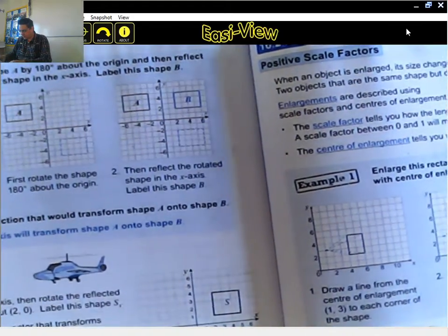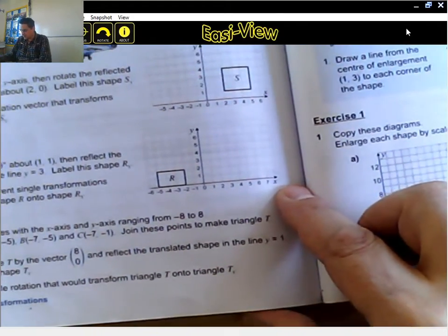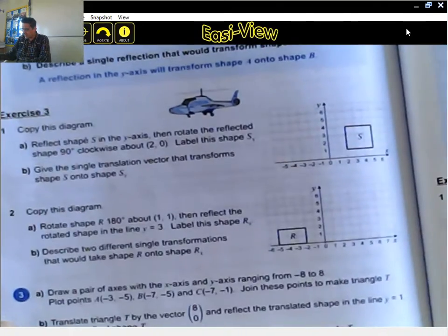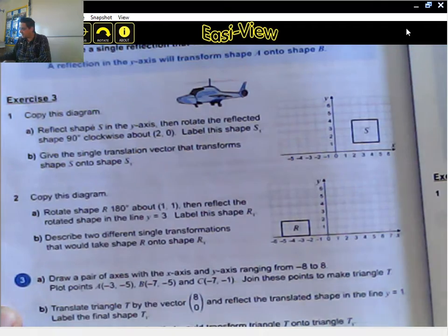Straightforward. And what's this all about? These are more combined transformations. I think they're a little bit more involved than the other ones. So exercise 3, question 1 and 2 is worth doing. Just do what it says.